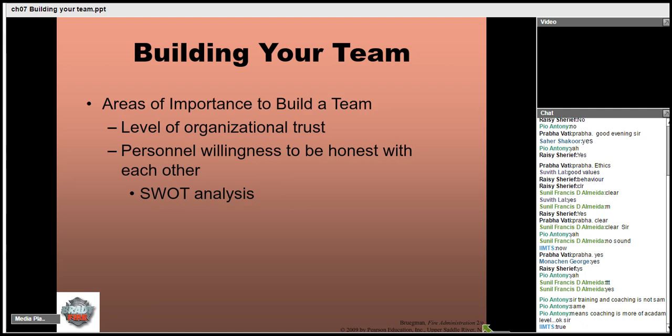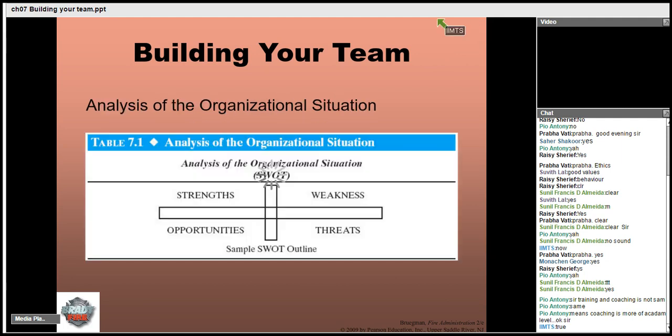So building your team, areas of importance to build a team: level of organizational trust, personal willingness to be honest with each other, and then the SWOT analysis. Now, analysis of the organizational situation. What is SWOT? We must identify strengths, weaknesses, opportunities, and threats.